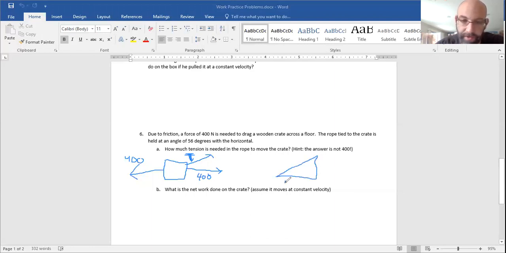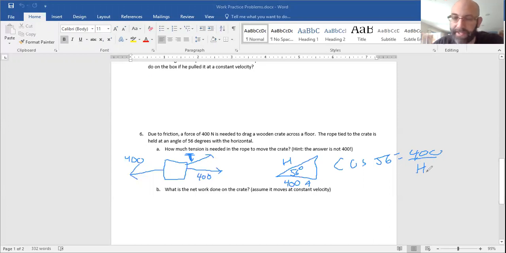So we have a right triangle. We know this is 400. This is 56 degrees. And if we look, this is the hypotenuse. This is the adjacent. So what trig function uses adjacent and hypotenuse? That would be cosine. So we can say cosine of 56 degrees is adjacent over hypotenuse, or 400 over h.